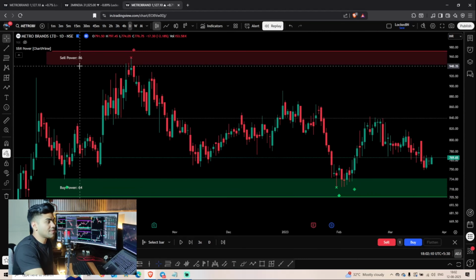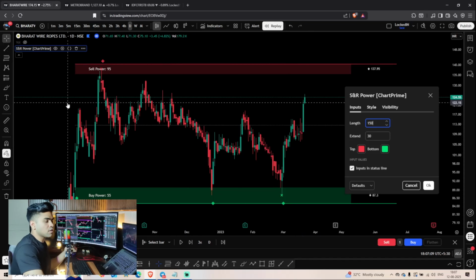Now the settings. When you double click on the indicator, you guys can see input, style, visibility. In terms of inputs, if you click on this length, that length is giving you the overall length of the indicator, that is contributing to the number of candles it is taking. So if it is written 150, that means from the current candle, this is 22 March 2023 that I'm putting right here, till the previous 150 candles, trading days, right?